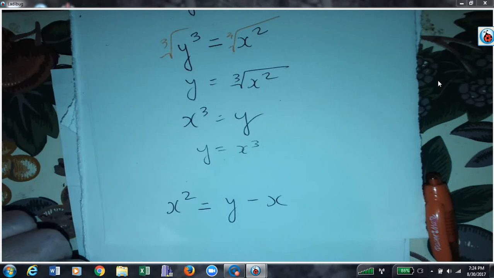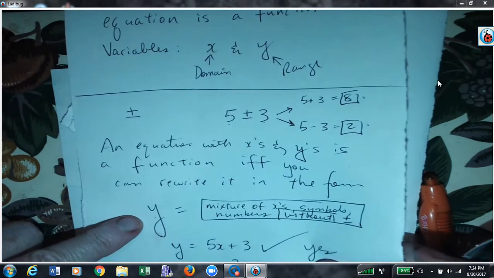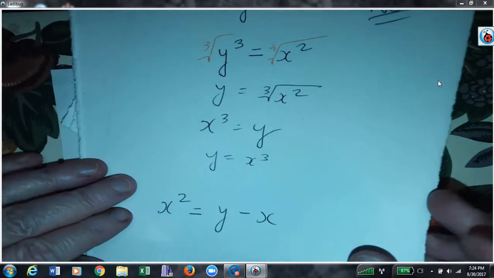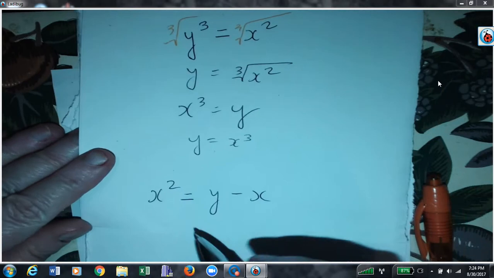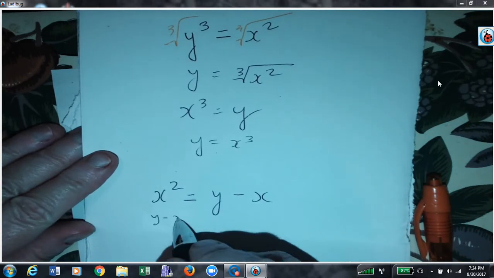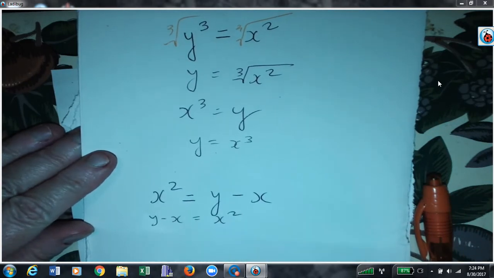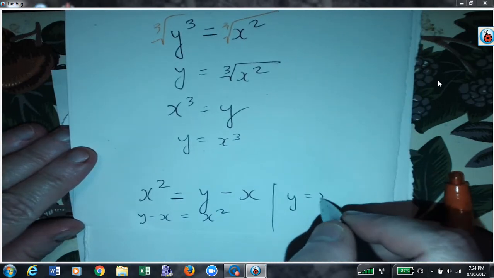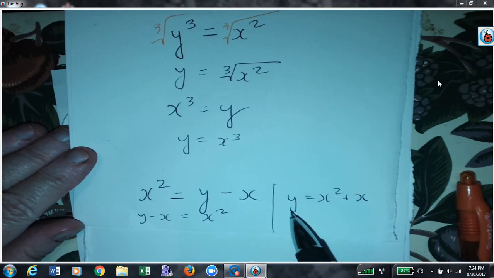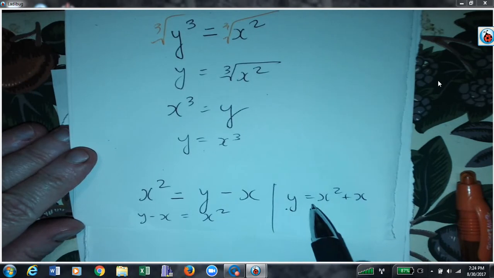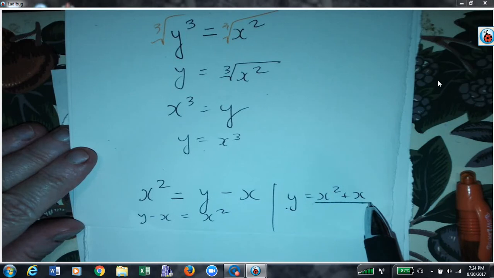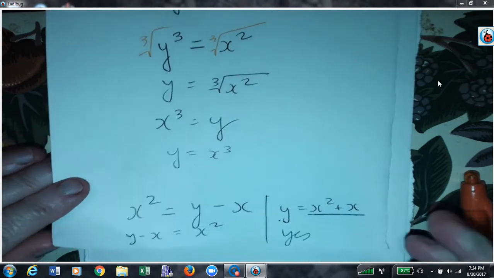Is that a function? Well, can I write it with y by itself on the left-hand side and a mixture of x's and symbols and numbers without the plus or minus sign on the other side? Well, yeah, I can. First of all, I can swap sides. So I'm just going to swap sides of that equation. Then I'm going to add x to both sides. And if I add x to both sides, I get that. So I have y by itself on the left-hand side and a mixture of x's and symbols on this side, but no plus or minus sign. So yes, that is a function.